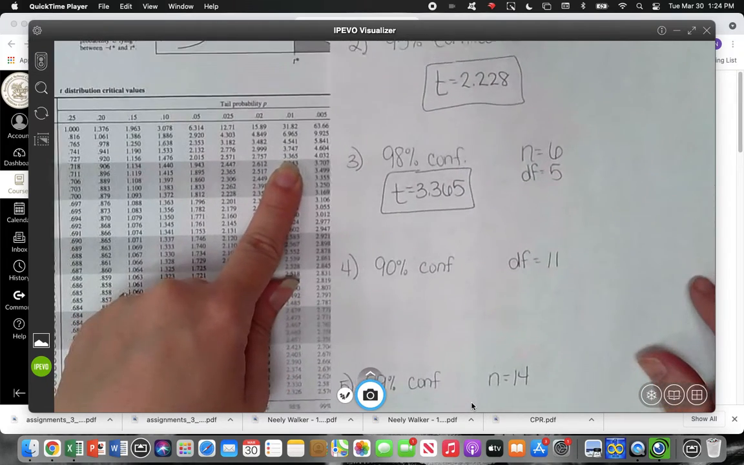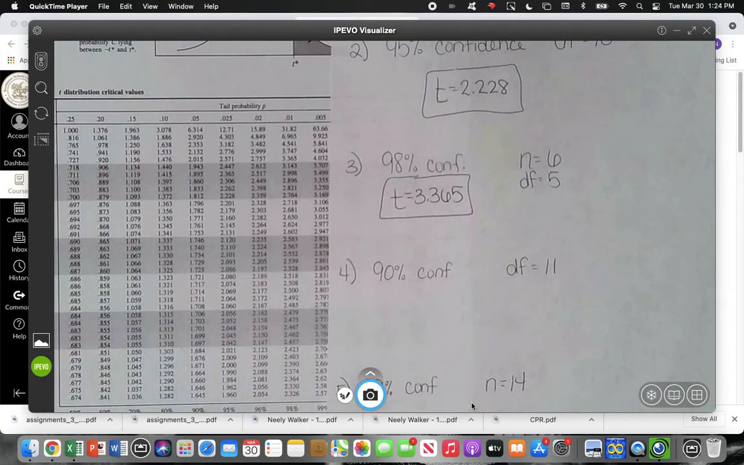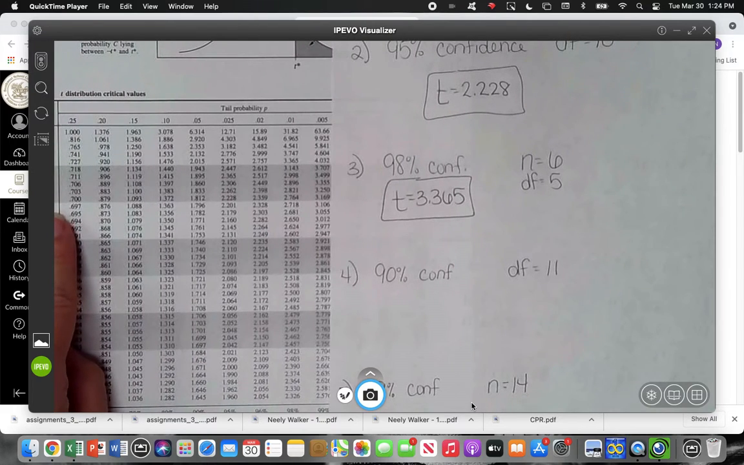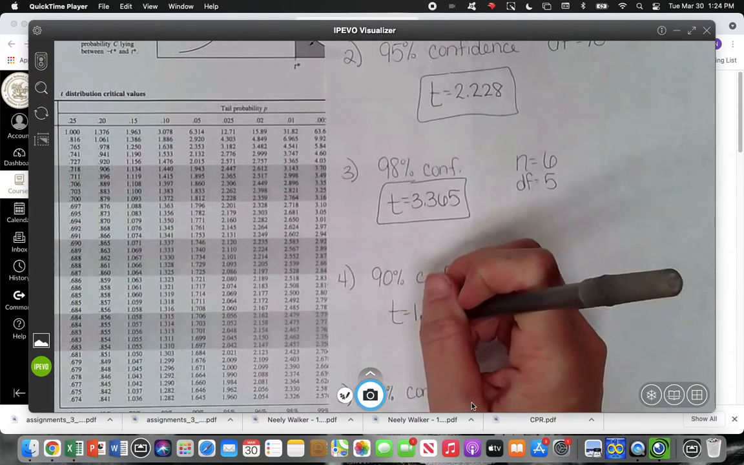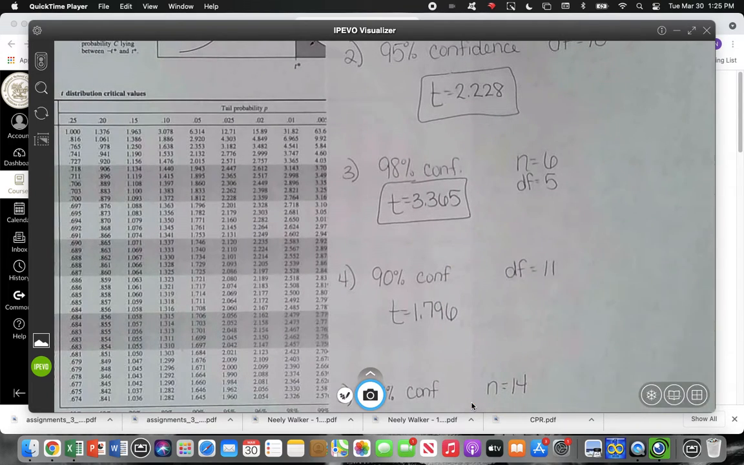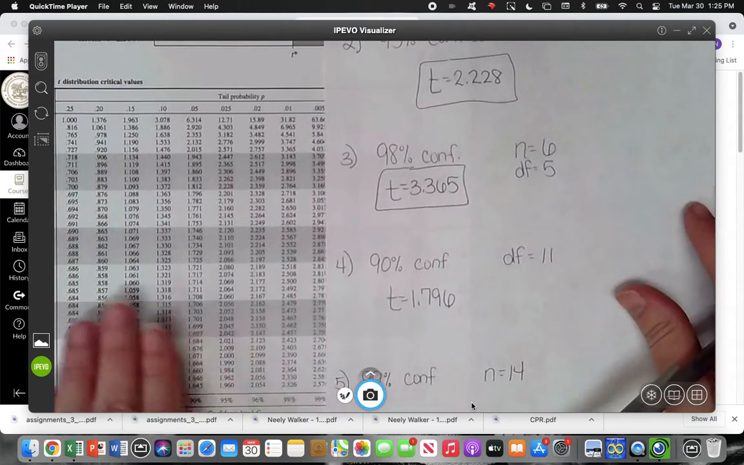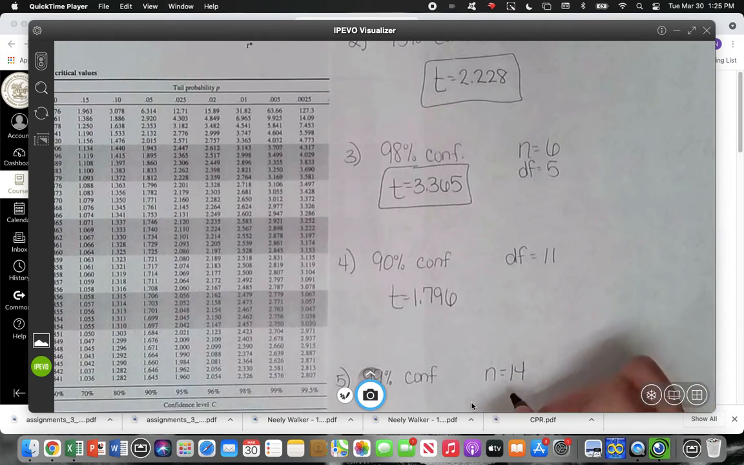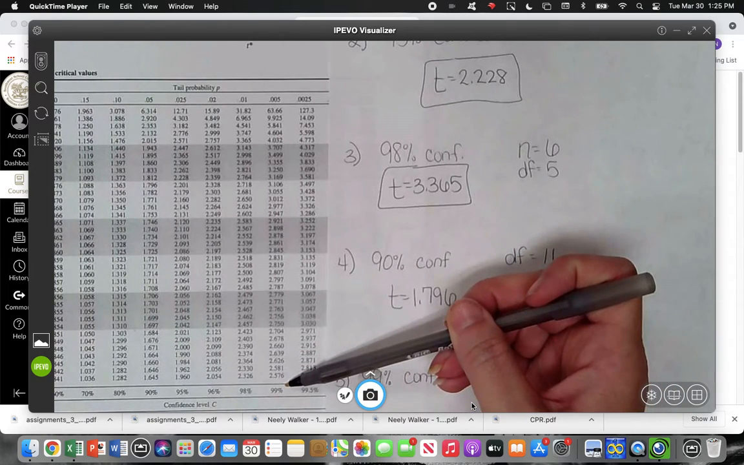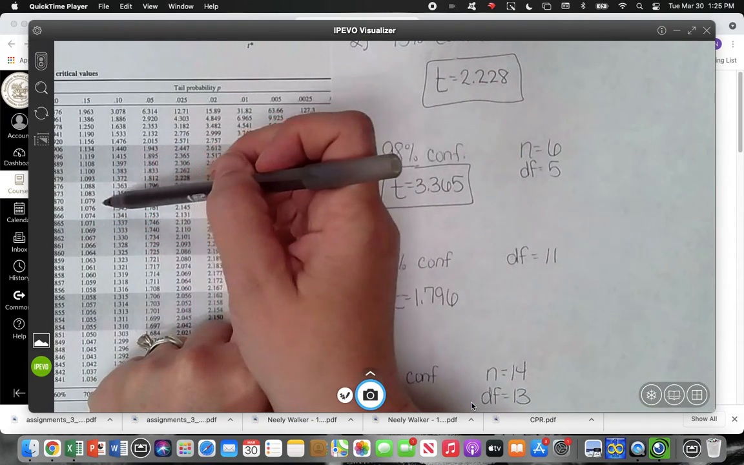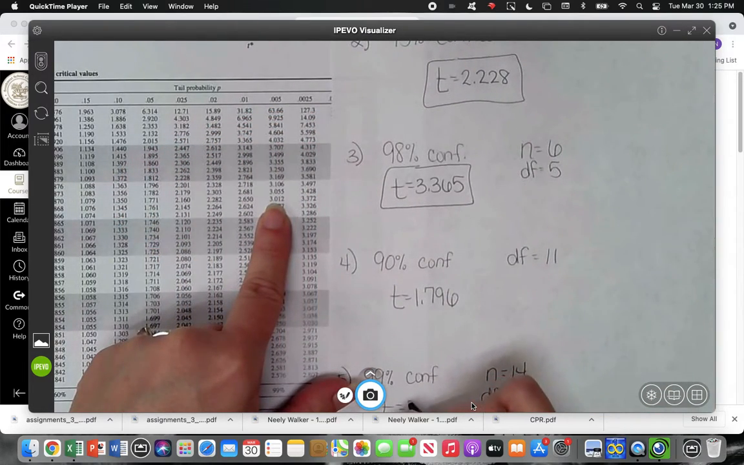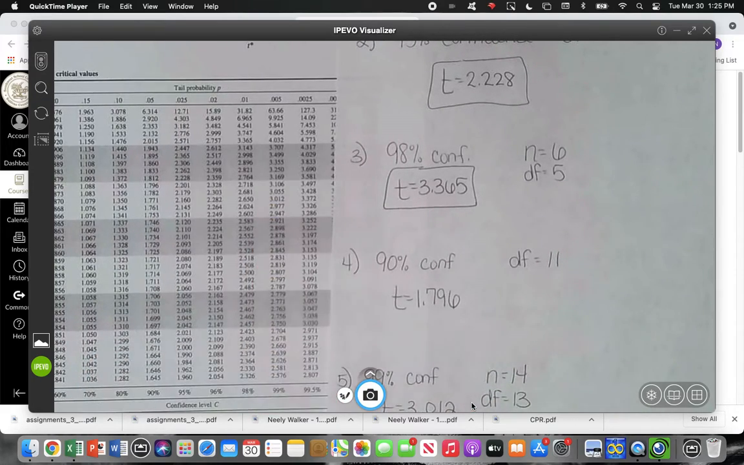All right, two more. 90% confidence, not as confident. 11 degrees of freedom. Degree of freedom is given to you right away. 90%, 11 degrees of freedom. Your t-value is 1.796. And the last one, we got a 99% confidence with a sample size of 14, so we got 13 degrees of freedom. So we find 99, go up to 13, see where they meet, except I didn't count that right. 3.012. So the chart is much easier than a Z-table.